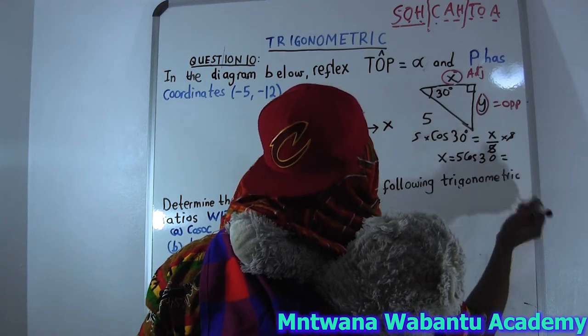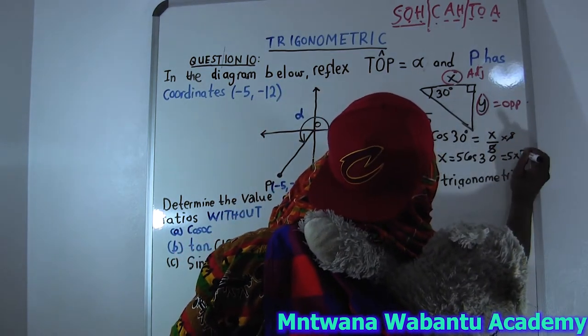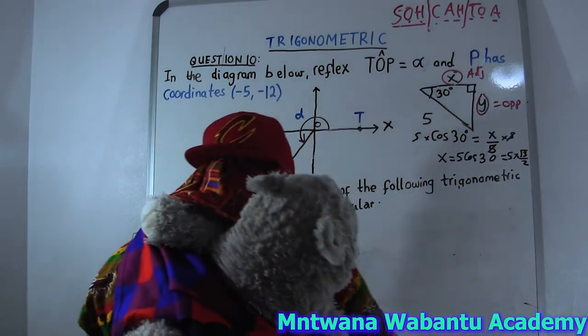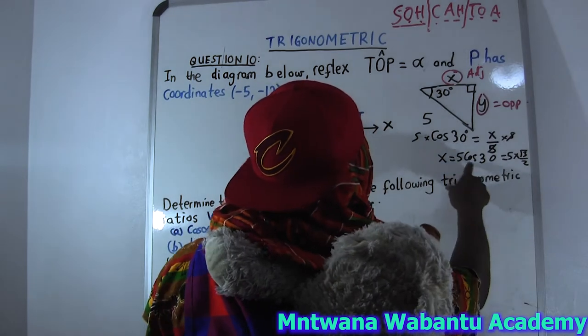Now take this and apply the calculator. Cos of 30 means square root of 3 over 2, but you can plug it into the calculator and it's going to give you the final answer. You know what I'm saying? So 5 cos of the angle.